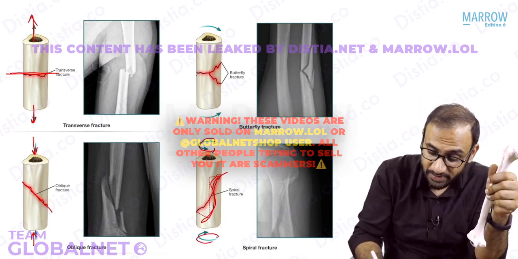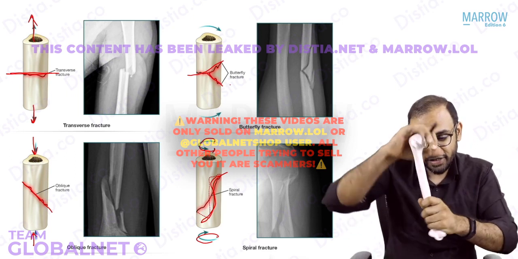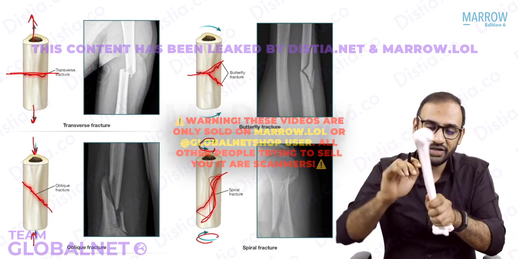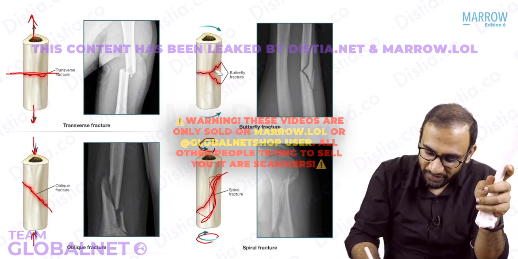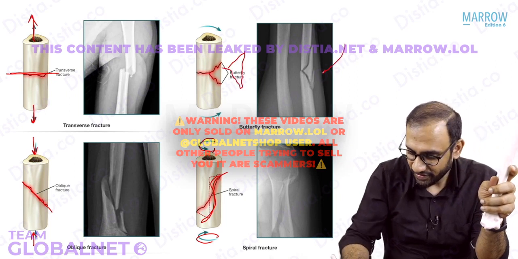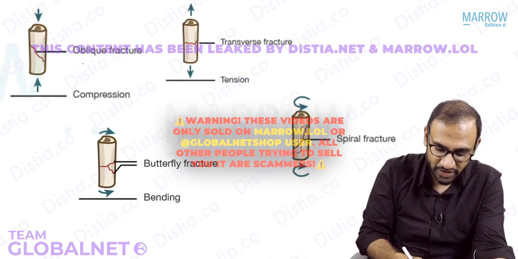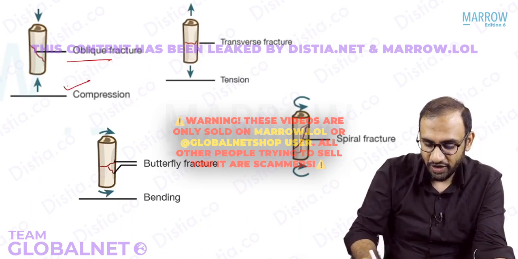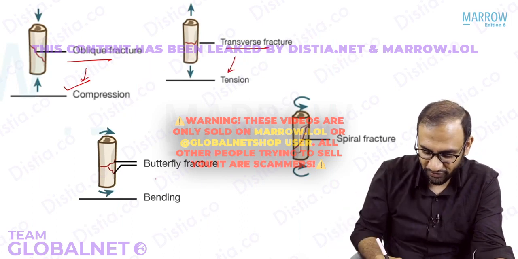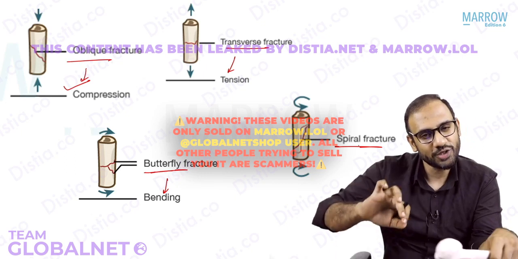And then there is something known as a butterfly fragment fracture. What is the butterfly fragment fracture? When you bend the bone, what will happen? It will assume a butterfly fragment. This fragment of the bone is considered as the butterfly fragment. Again with the forces: oblique fracture is compression force, transverse fracture is tension force or distractive force, butterfly fracture is bending force, and spiral fracture is twisting force.